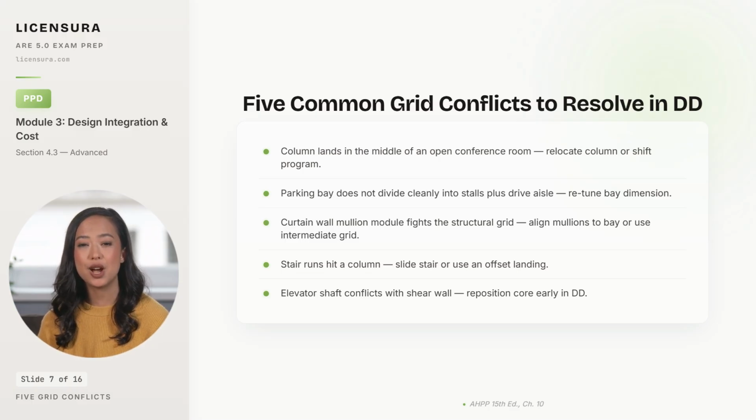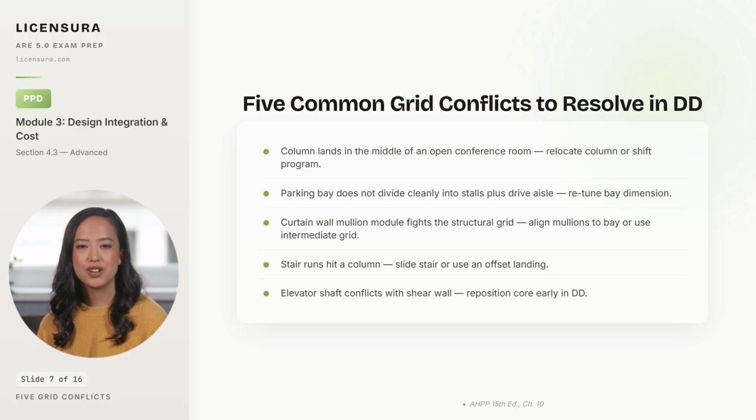Third, the curtain wall mullion module fights the structural grid, producing awkward facade joints that read as construction errors even when intentional. Resolution: align mullions to the bay or introduce an intermediate grid that resolves both. Fourth, stair runs hit a column at a landing, and the resolution is to slide the stair, use an offset landing, or relocate the column at the structural grid.